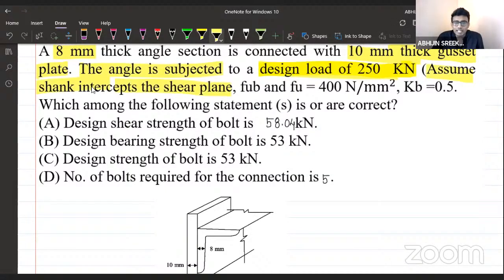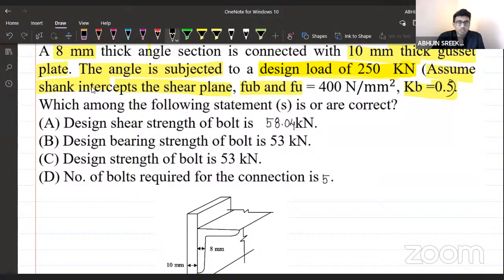And FUB and FU are also given there, that is 400 Newton per mm square. The KB value is also given there, that is 0.5. And he is asking us something here. Which among the following statement or statements is or are correct? So what kind of question is this? Is it an MCQ question or MSQ question? Of course, it is an MSQ question. Of course, it will be given in the question itself.